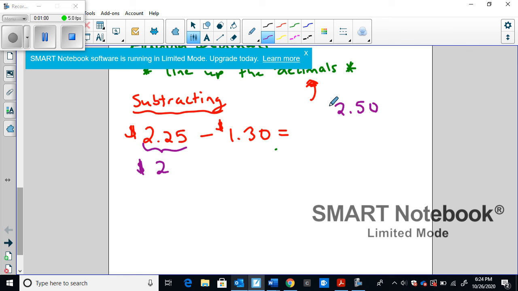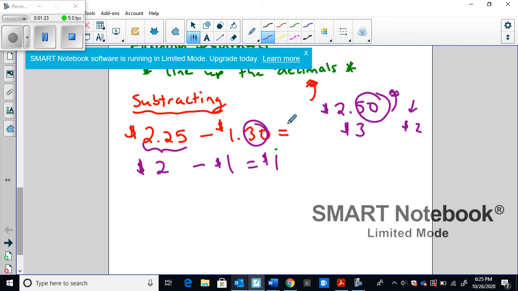If it was $2.50, once I get to 50 cents, I would round up to the next dollar, to the next whole number. So that would be $3. But anything below that, I would round down to $2. So $2.25 is $2, and I subtract $1.30, again less than 50 cents, so it's just going to be $1, and $2 minus $1 is going to be $1. So our final answer should be around $1. If it's not, then we did something wrong. So logically it should make sense.